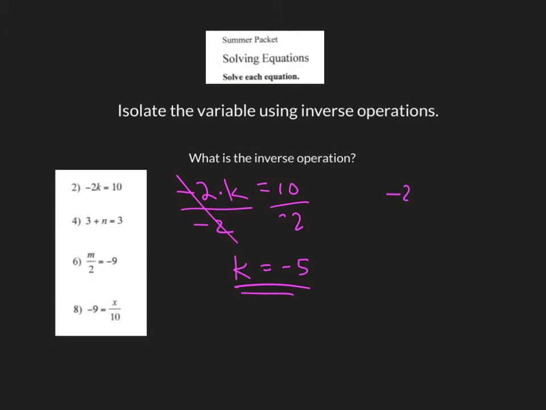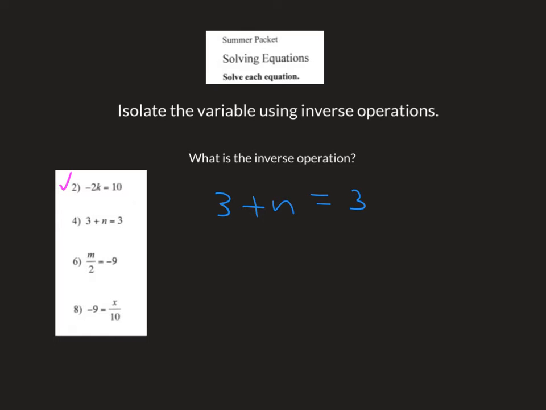If we check that, negative 2 times negative 5 is equal to 10. And negative 2 times negative 5 is indeed 10. 10 equals 10. Check. So this is a good answer. Don't forget, if I get going too quick, just press pause, catch up, rewind, you're in control.